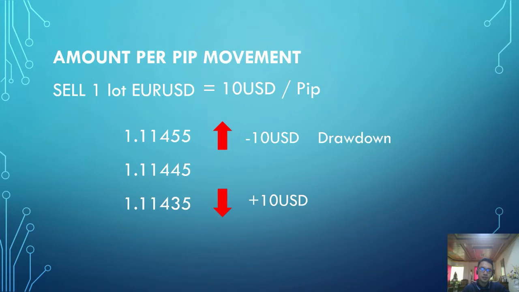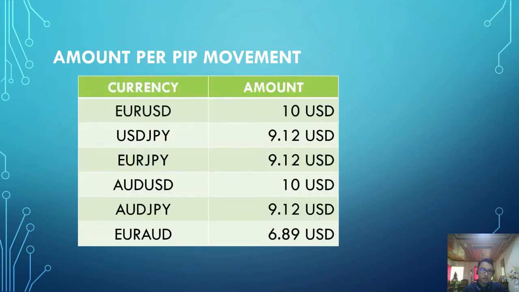But we don't need to predict those things because the robot, Traideringer, would read the chart for us. But at least you know how much the price per pip movement is. It will vary depending on the currency pair. So for Euro USD, that's 10 USD. For USD JPY, that's 9.12. Euro JPY, that's 9.12 also. AUD USD, that's 10 USD. AUD JPY, that's 9.12. For Euro AUD, that's 6.89 USD.